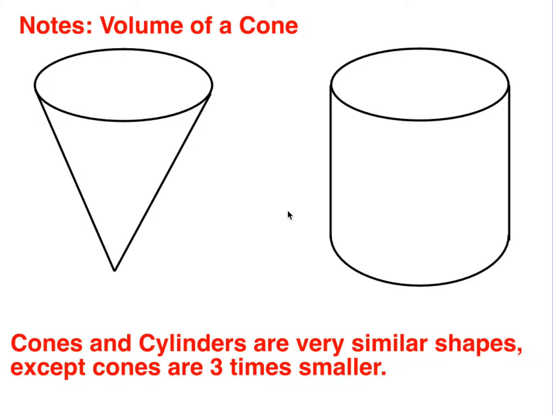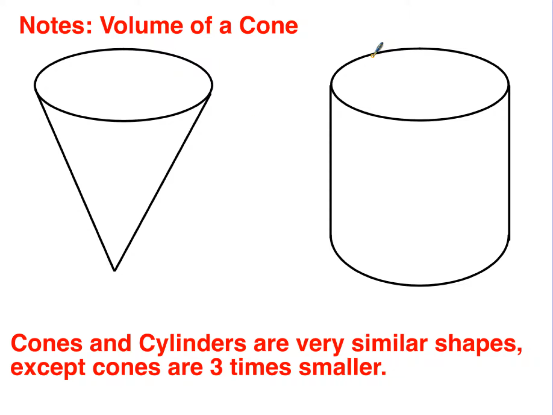If you've not watched the video for volume of a cylinder, you need to go back and watch that. That's very, very important because volume of a cone is very similar to finding the volume of a cylinder. Cones and cylinders are very similar shapes. They both have a base that's a circle. Because they both have this circular base right here, that means it's probably going to be a similar process in finding the volume of each one.